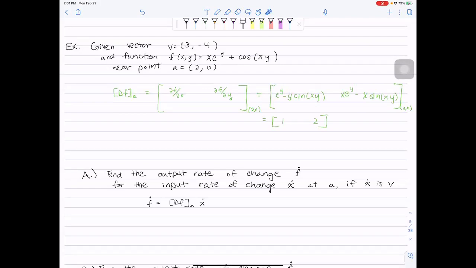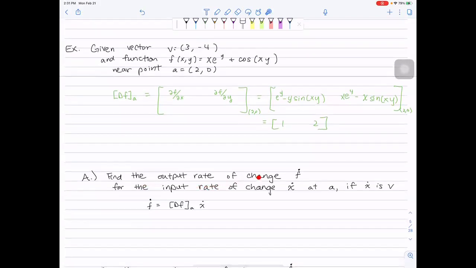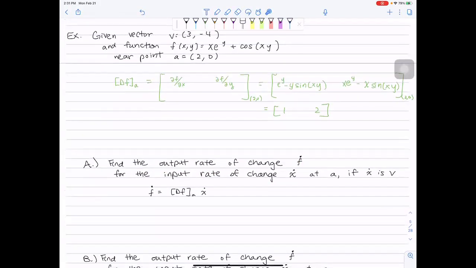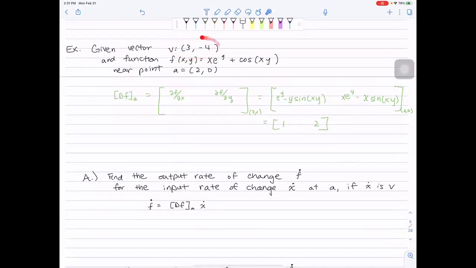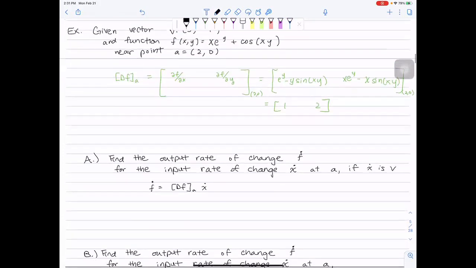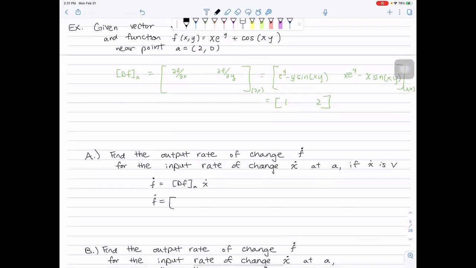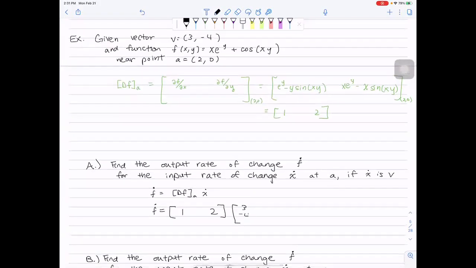So if a question asks, find the output rate of change f dot for the input rate of change x dot at A, if x dot is v. Right now they're telling us the input vector is (3, -4), and we're asked to find the output rate of change. We know the derivative, so we just plug everything in. f dot equals our derivative, (1, 2), times the vector we're given, (3, -4). So this answer is -5.